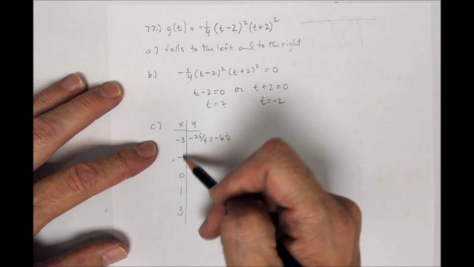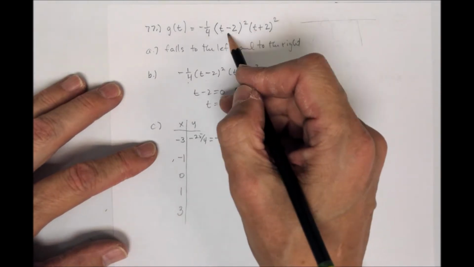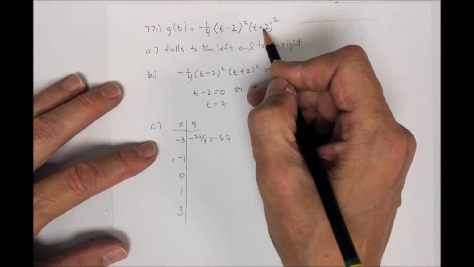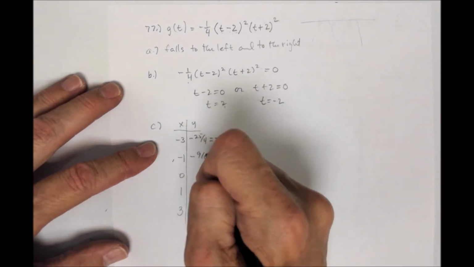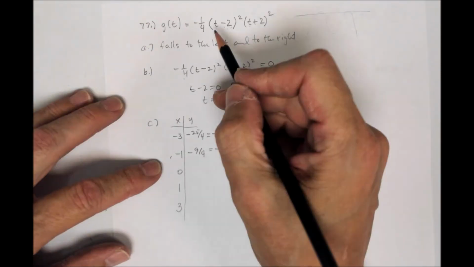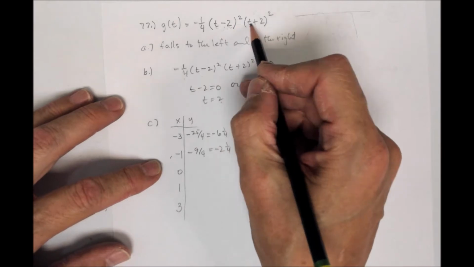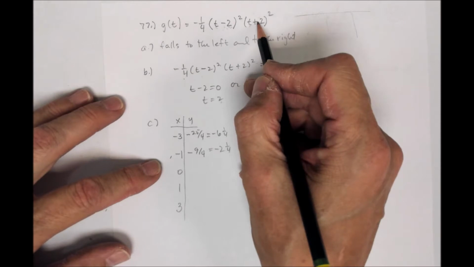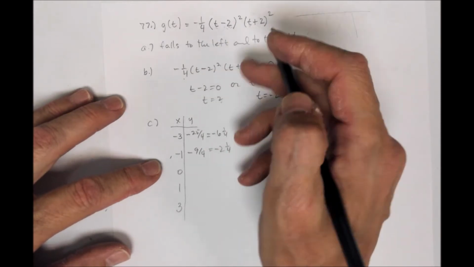Plug negative 1 in. Negative 1 minus 2 is negative 3. Negative 3 squared is 9. There's a 9 here. Negative 1 plus 2 is 1. 1 squared is 1. So 9 times 1 is 9 times negative 1/4 is negative 9/4, which is like negative 2 1/4. Plug 0 in. 0 minus 2 is negative 2 squared is 4. 0 plus 2 is 2. 2 squared is 4. 4 times 4 is 16. Take 1/4 of 16, that would be negative 1/4 times 16, that'd be negative 16/4 or negative 4.